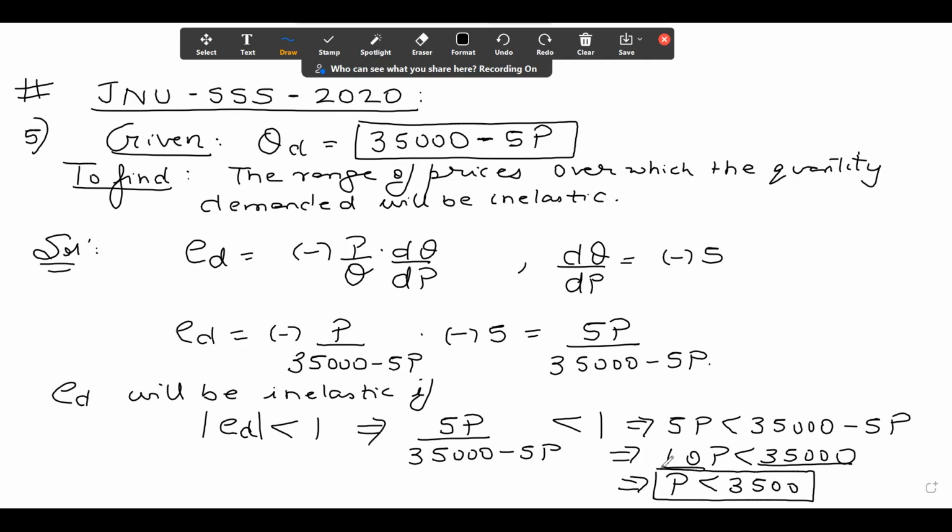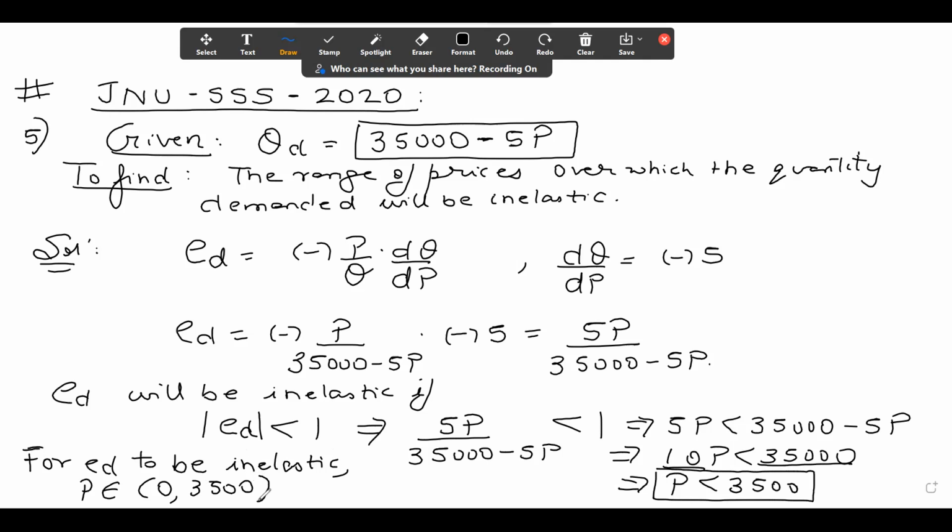So what is the range of prices over which the demand will be inelastic? Obviously, the price has to be greater than 0. Price is always positive. So I can write that for elasticity of demand to be inelastic, my price should belong to 0 to 3,500. Hoping all students have understood this. This is our answer for this question.